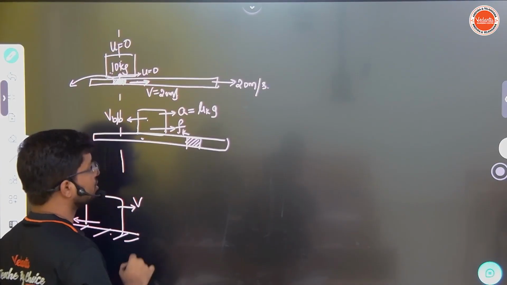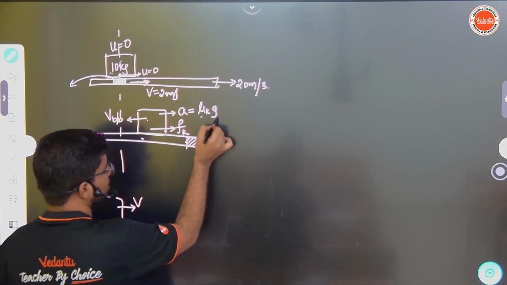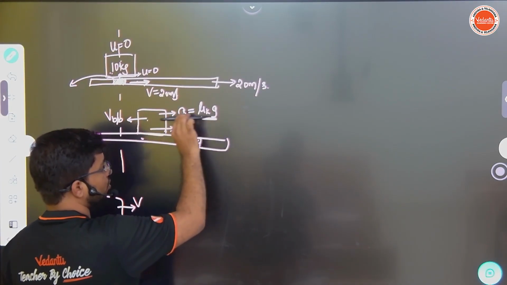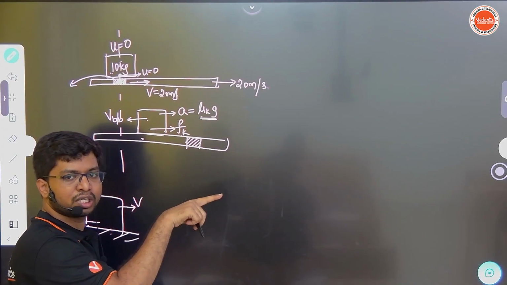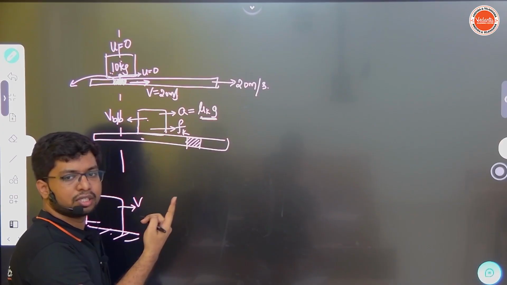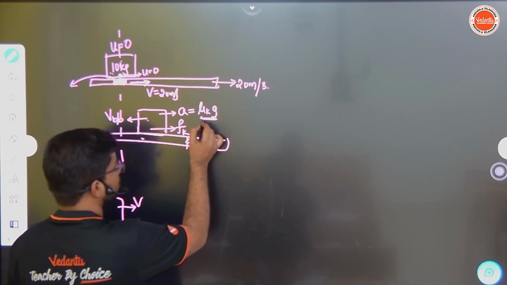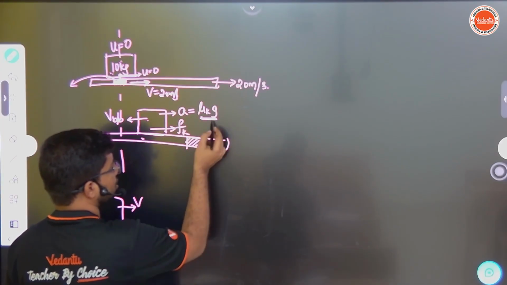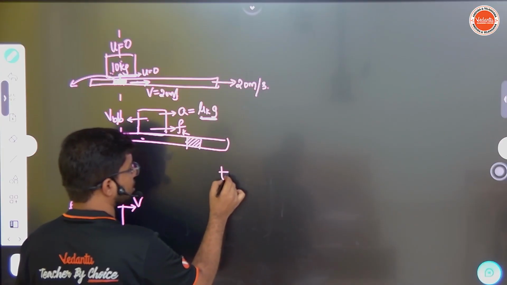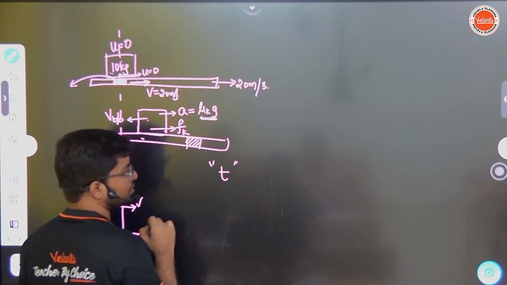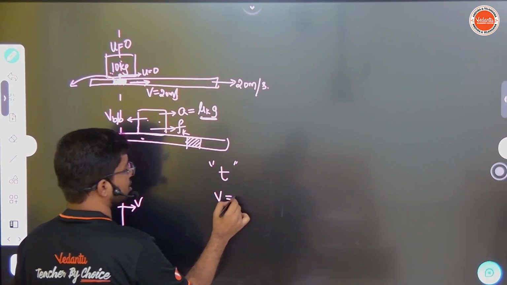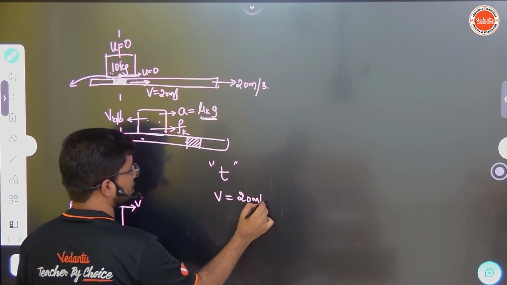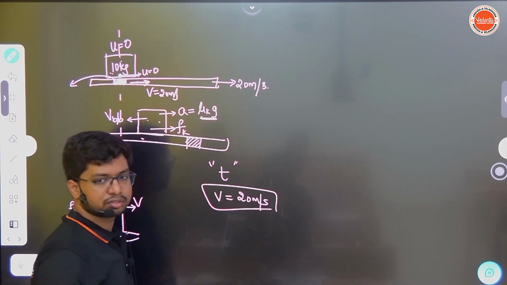Right, mu k into g. Now, if it is having acceleration in the forward direction, that means in the forward direction its velocity will increase, right? So if velocity increases, at one particular instant of time this block also will attain a velocity of 20 meter per second. Clear?